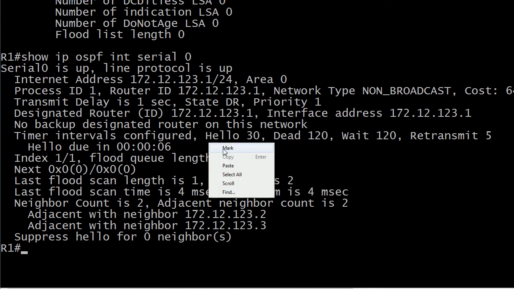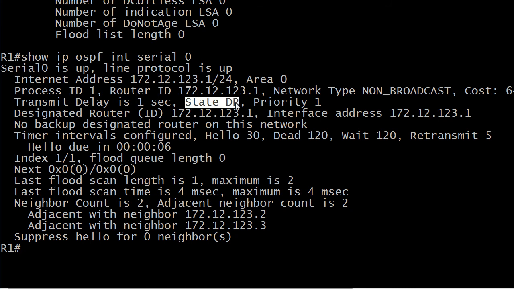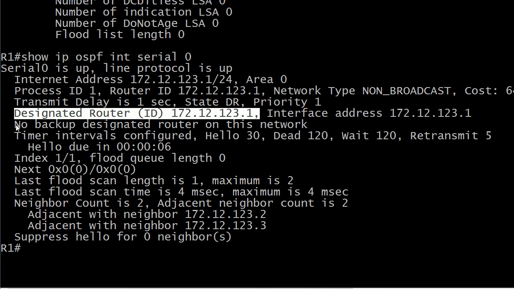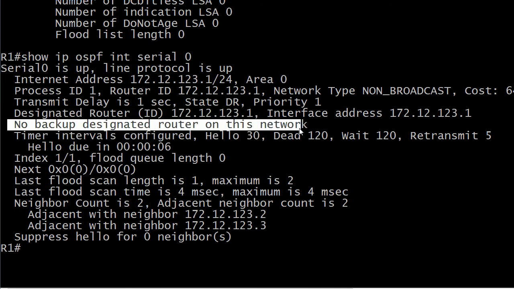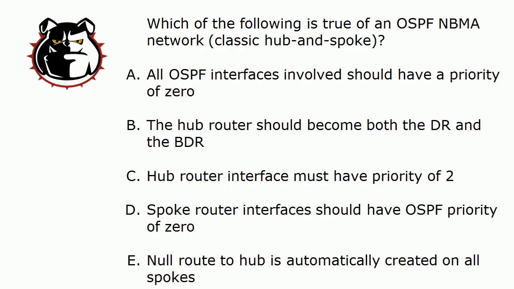And what I really like about it, it's going to tell you what the state of the local router is, whether it's a DR or not. It's going to say DR, BDR, or DR other. But note for this particular network in NBMA, yes, the local router is the DR, and there is no backup designated router on this network. I see occasionally someone say, well, the hub will be the DR and the BDR for the network. That's not true. What is true is that there actually is no backup designated router on an NBMA network.